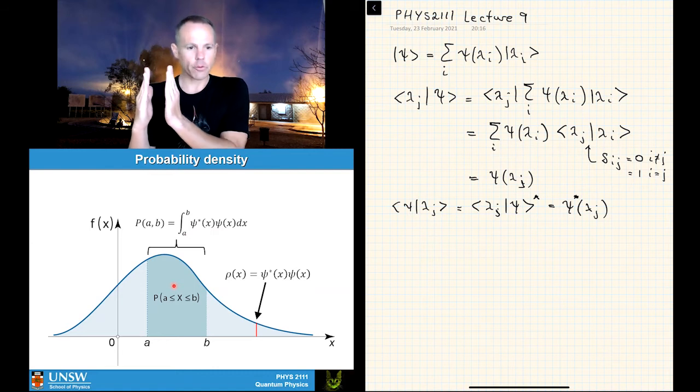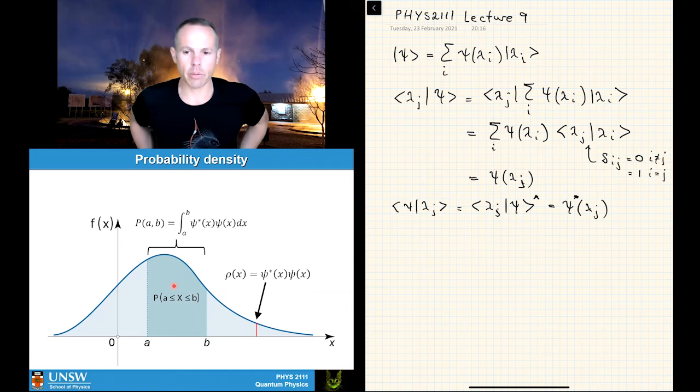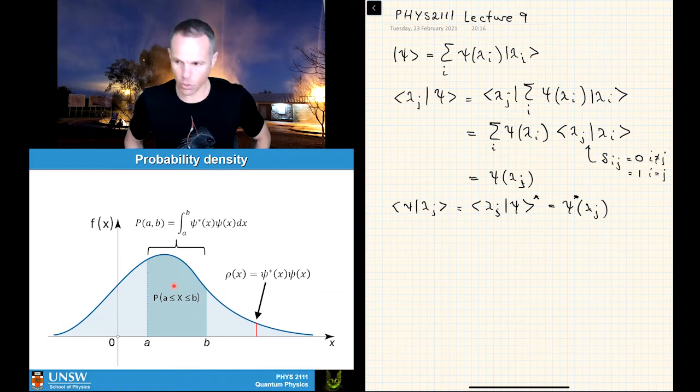Okay, hopefully you're familiar with probability density from your maths courses. If you're not, it's probably a good time to go back and just very quickly review how it fits together, because as you go on with wave functions, it becomes a fairly important concept.